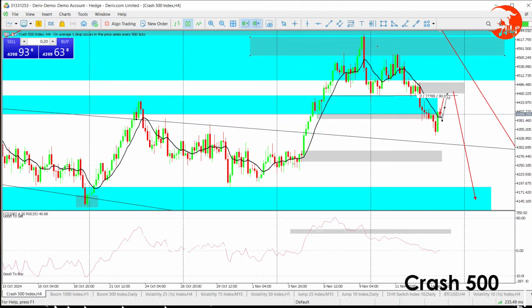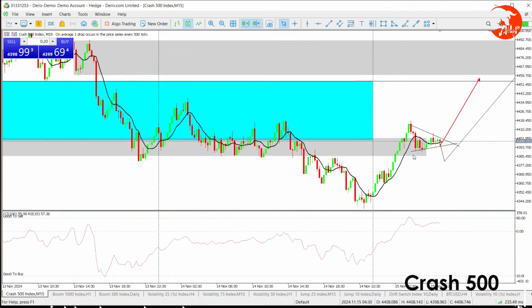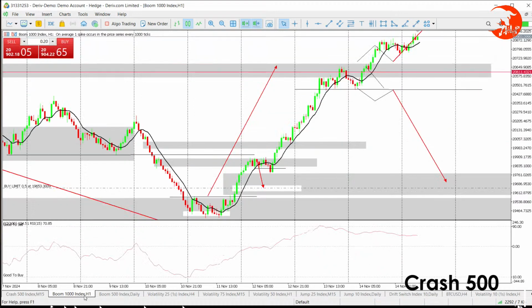I've talked a lot on Crash 500. So that's the ideal move that we'll be looking for once we see a breakout on this kind of pennant, which is in M15, and we'll be coming back to it. We're going to leave it at M15 and head over to Boom 1000. Head over to Boom 1000.